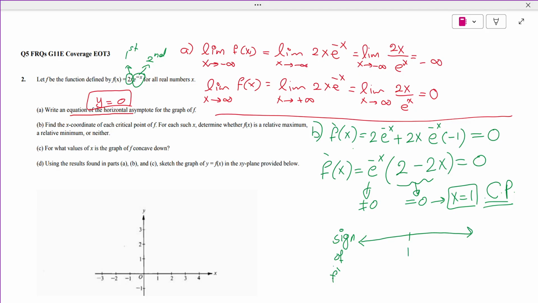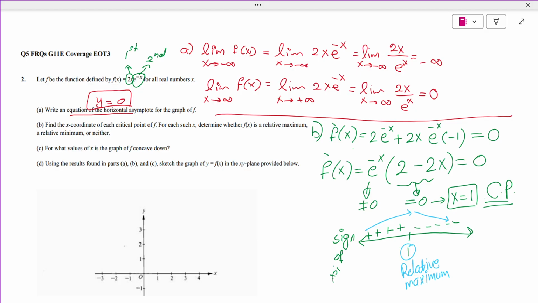Place the critical point here. Choose a value bigger than 1, like 2, that would be negative. Choose a value smaller, like 0, substitute in f prime of x, it will be positive. Now, positive means increasing, negative means decreasing. So at 1, what do we have? We have a relative maximum or local maximum, because before 1 the function was going up, increasing, and then after 1 it's decreasing, going down. So at 1 there is a peak, we call it relative maximum.